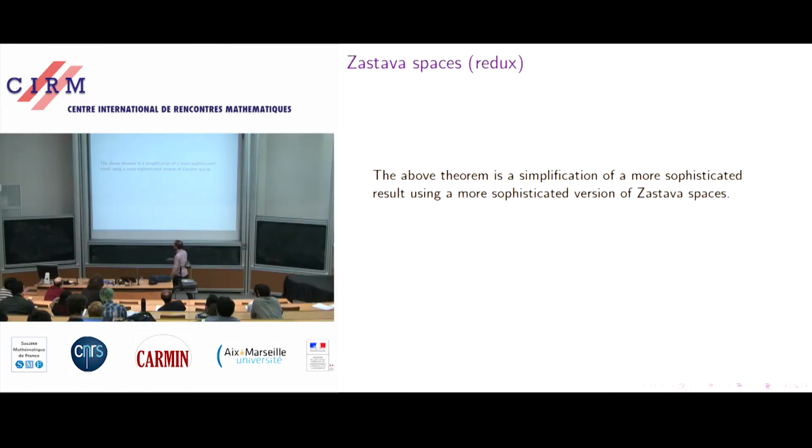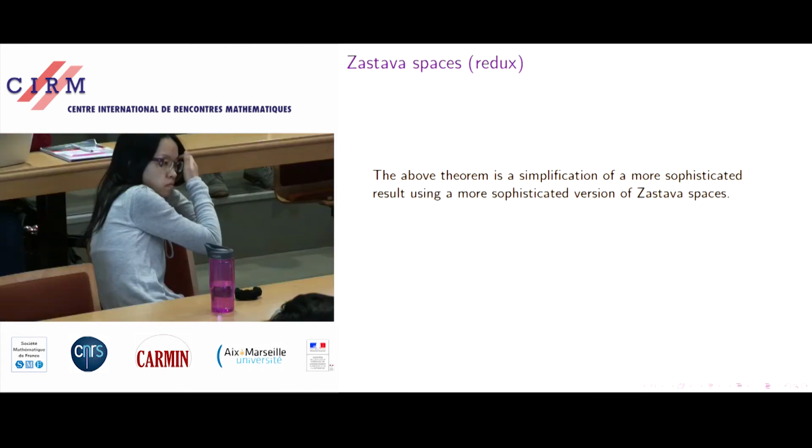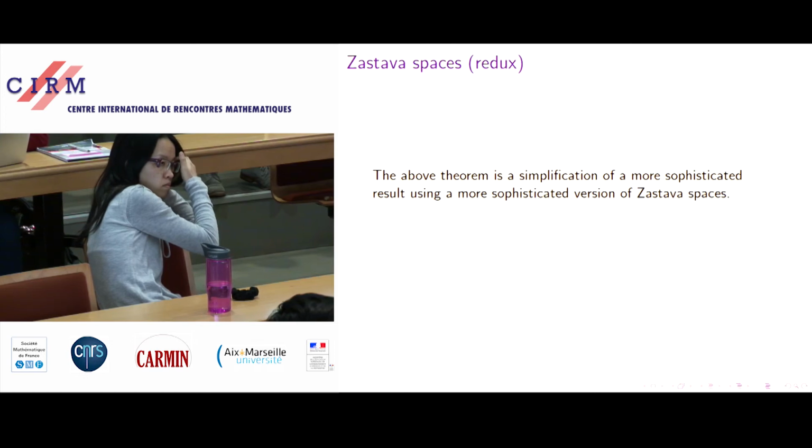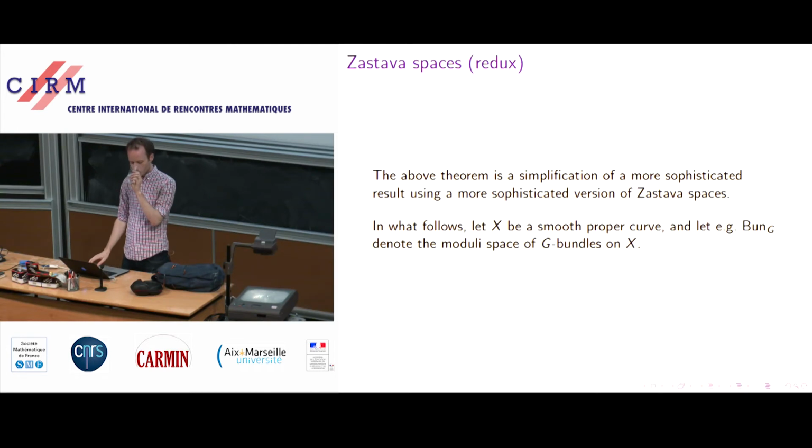OK, so that preliminary version of the theorem is a simplification of a more sophisticated result using a more sophisticated version of Zastava spaces, which was really introduced by Finkelberg and Mirkovic. And this is where we'll see the inductive nature. So X is going to be a smooth proper curve going forward, and Bun G, for example, is going to denote the moduli space of G bundles on this curve.